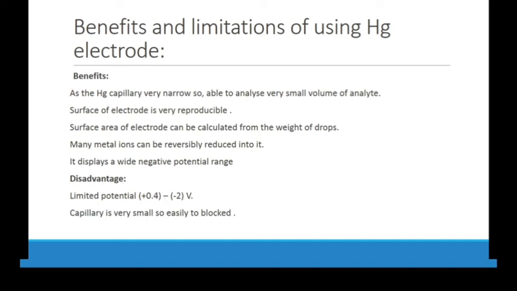Many metals are reduced in this range, and there are also some metals which are not reduced. So this is also a limitation. But you have to use only mercury for polarography. This is very important. And the capillary is very small, so it can easily be blocked. So you have to be very careful while using mercury. It must be pure, without any impurities.